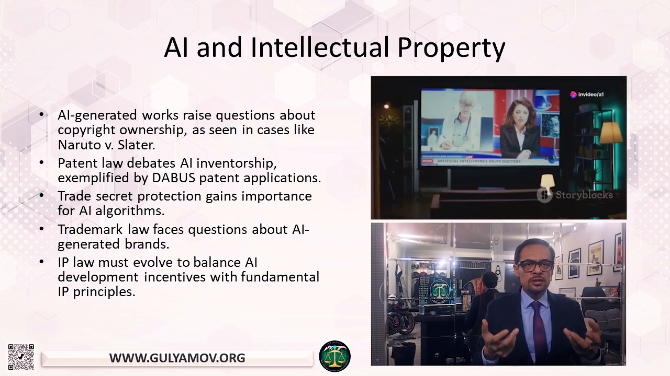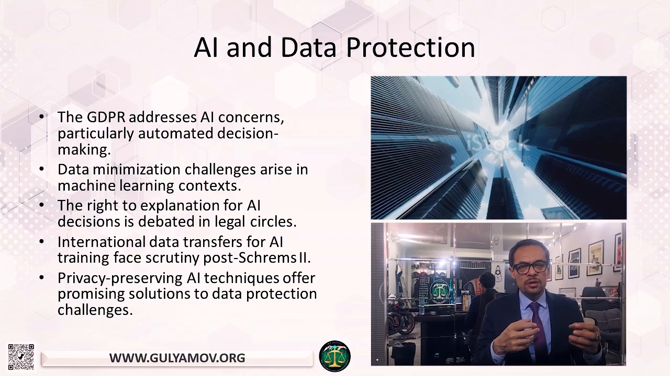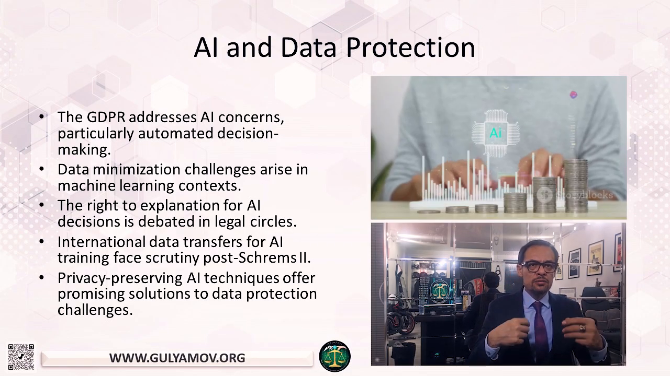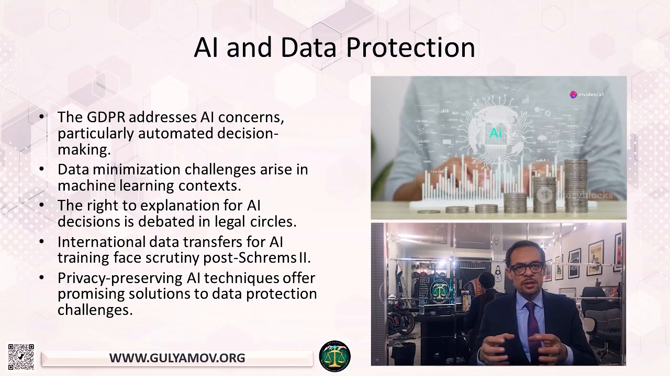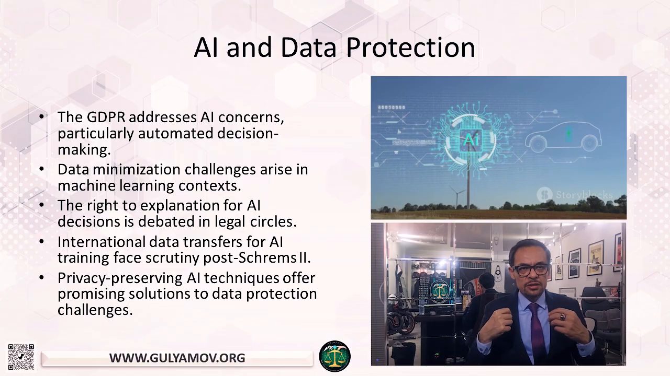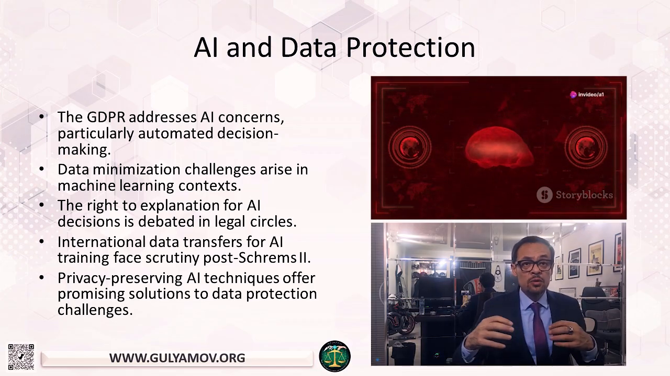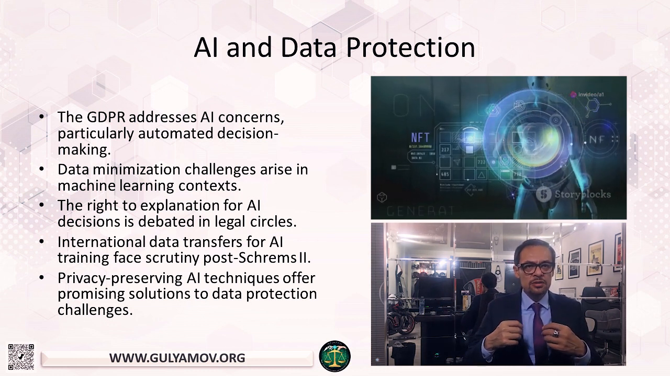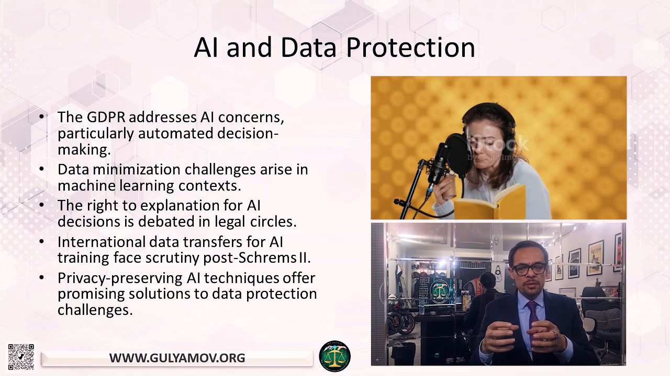AI and data protection. The convergence of AI and data protection, as highlighted on our slide, presents a complex regulatory challenge. The GDPR stands at the forefront, addressing AI-specific concerns such as automated decision-making. However, the data-hungry nature of machine learning often clashes with data minimization principles. The ongoing debate surrounding the right to explanation for AI decisions underscores the tension between transparency and AI complexity. Post-Schrems 2, international data transfers for AI training face heightened scrutiny, adding another layer of complexity.